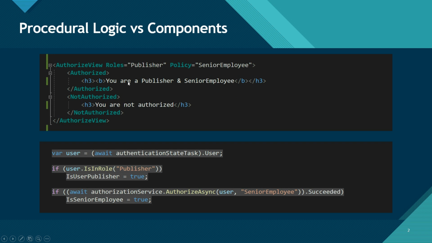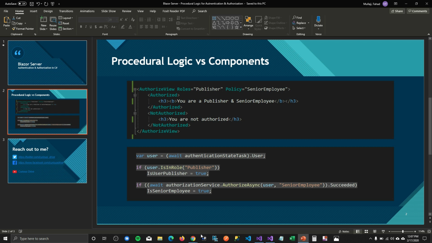Sometimes you need to have that control in your C# code so that you could set some flags, make some API calls depending on what the user can do in the system. And that's what I'm going to do today. I'm going to check if the user has particular roles or user satisfies particular policy or not in C# code. Let's look at our demo.